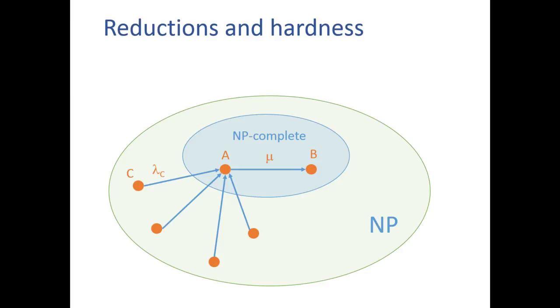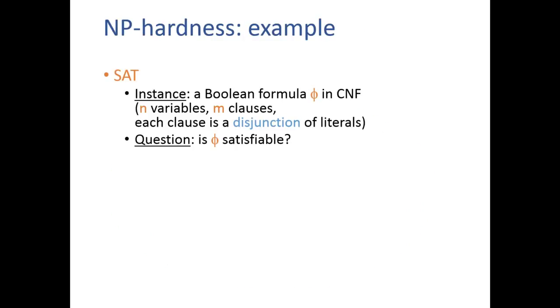Okay, so let's see examples. SAT, this is a reminder, is a Boolean formula in conjunctive normal form, in variables, and clauses are disjunctions of literals. So it's a big conjunction of disjunctions of literals.